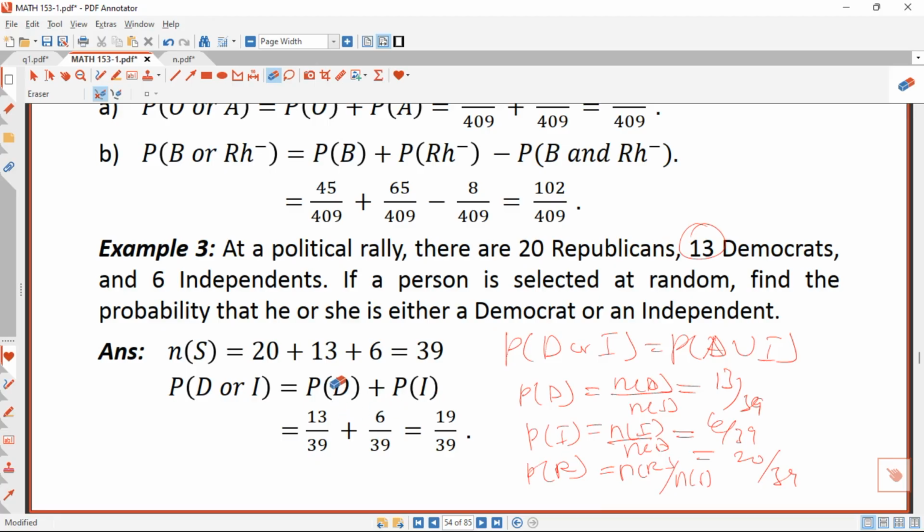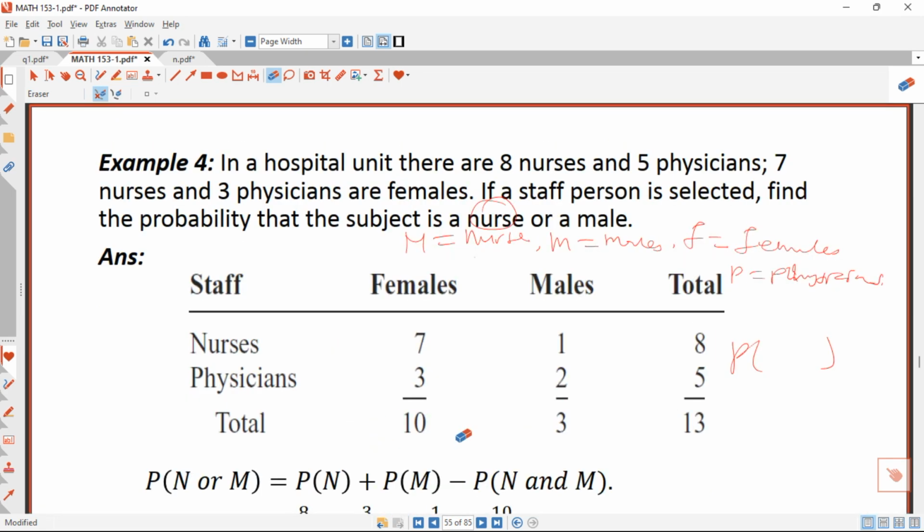And then our probability of D is 13 divided by 39 plus for the I is 6 divided by 39. When you add everything, you are having 90 divided by 39, right? Yes. And then let's go to our last question.